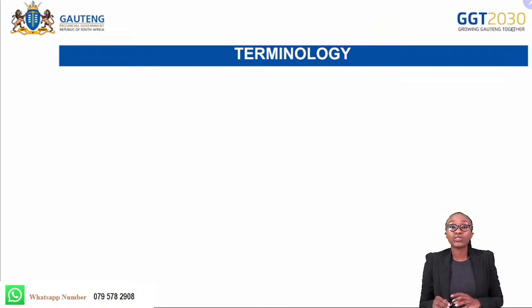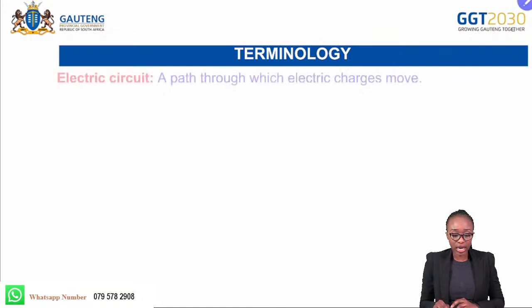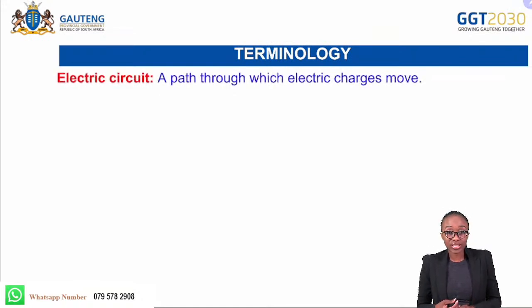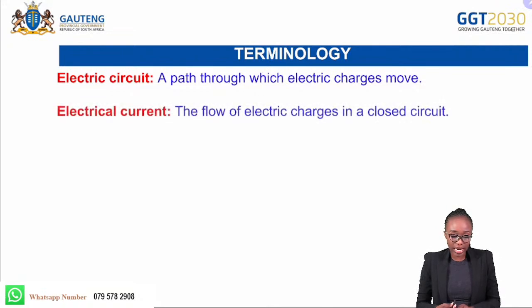Okay, so now let's look at the terms. What is an electric circuit? It is a path through which electric charges move. And what is electrical current? It is the flow of electric charges in a closed circuit.